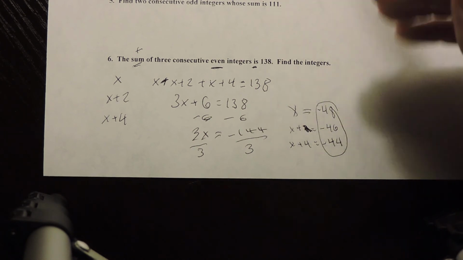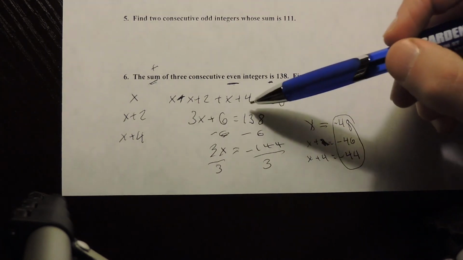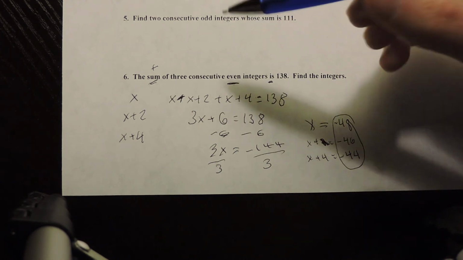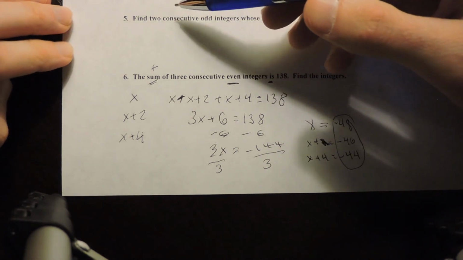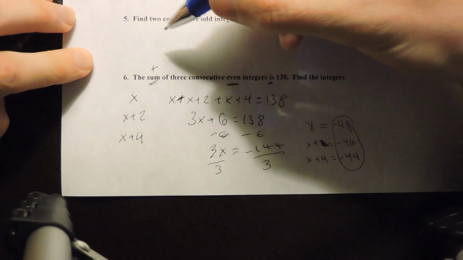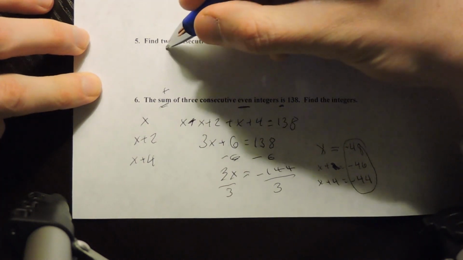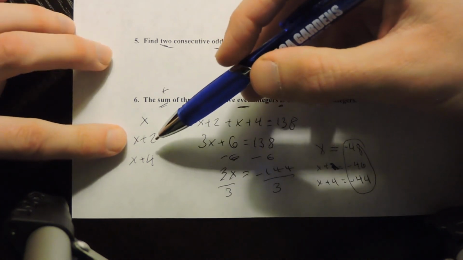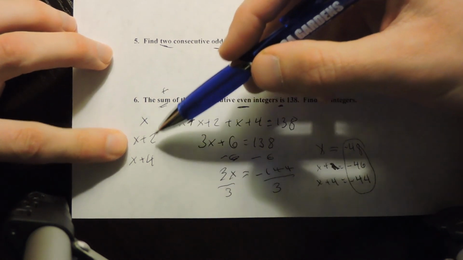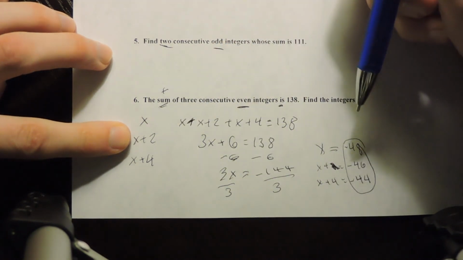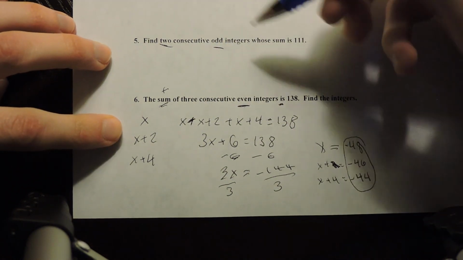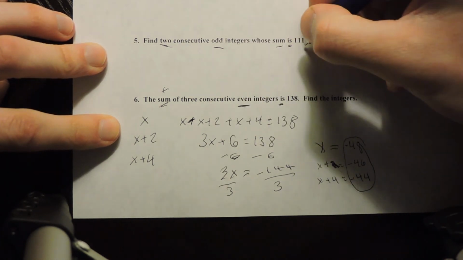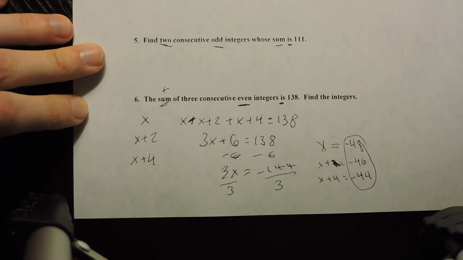All right, so if you wanted to, same thing goes for number 5. In this case, number 5, I won't solve it, but I'll explain it. It says 2 consecutive odd integers. So you don't have to do x plus 4. All you need to do is x and x plus 2. And then you're going to have the sum, so you're going to add those 2, and you're going to equal it to 111, okay?